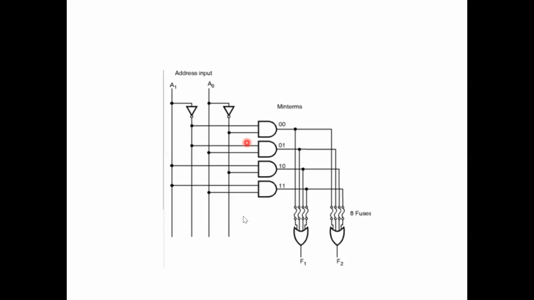Similarly, here in the AND gate such fuses are not there. It means the AND is fixed, whereas here the OR can be programmed. Programming means if you connect this fuse, there is a connection. If not, there will be no connection.